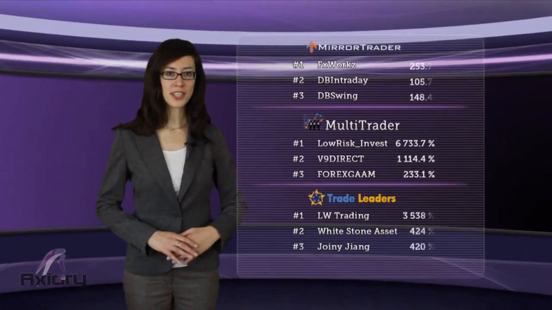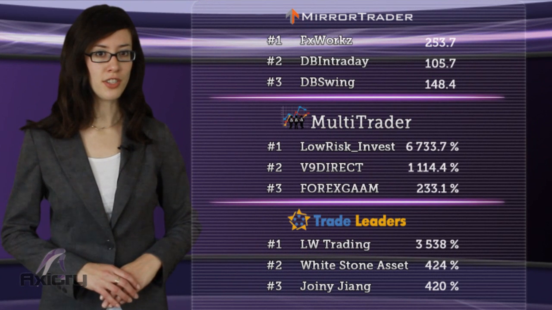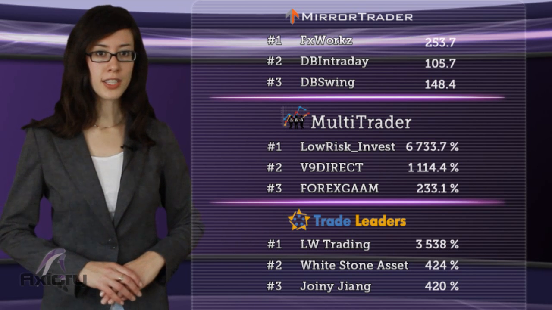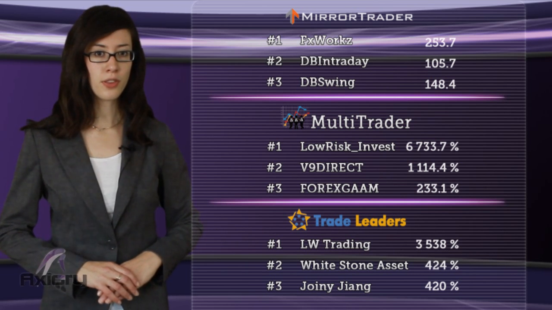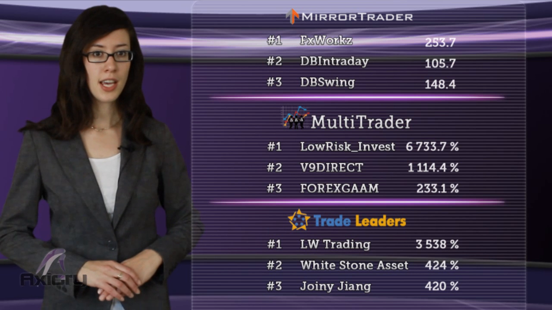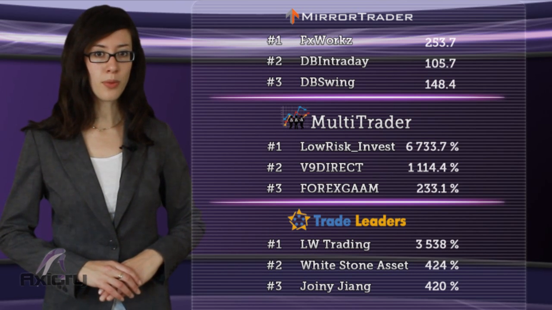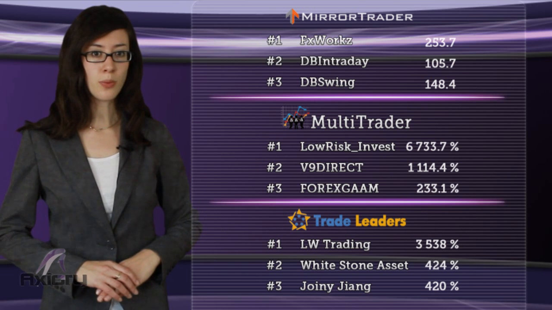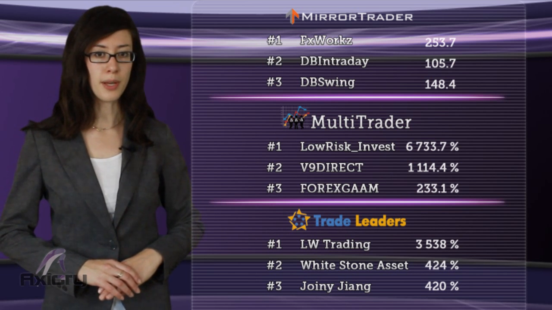And before we finish, Axiory brings you a short overview of the best traders on Axiory, giving the opportunity for other traders and investors to join their trading strategies. FX Works in the Mirror Trader is holding first place with 253.7 pips, and DB Intraday remains second with 105.7 pips. Third place is occupied by DBS Swing, which rose 148.4 pips.